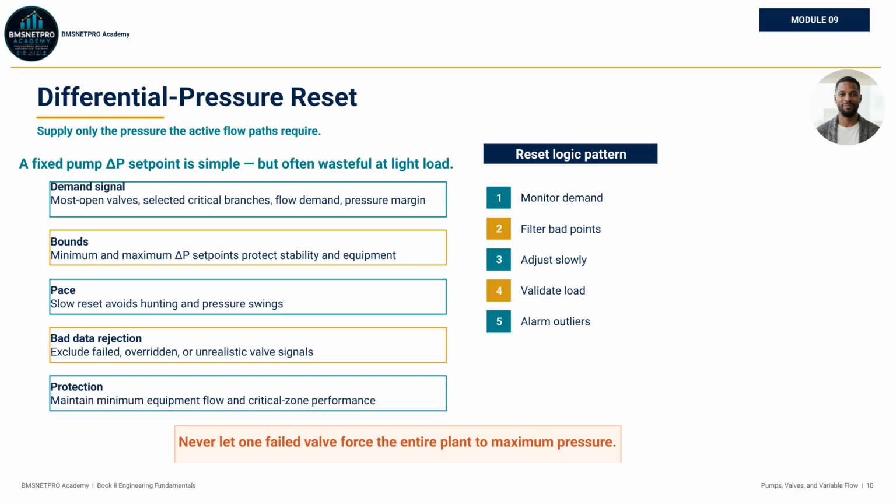Differential pressure reset is one of the most powerful strategies in a variable flow hydronic system. Instead of maintaining a high fixed set point all day, the BAS reduces pump pressure when demand is low and raises it only when the active flow paths need more pressure.